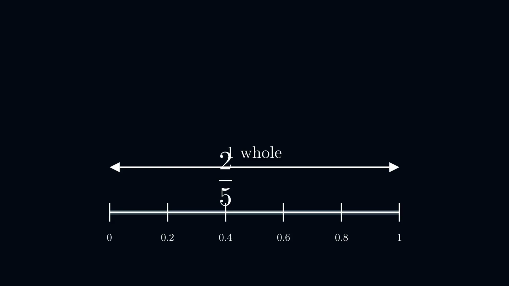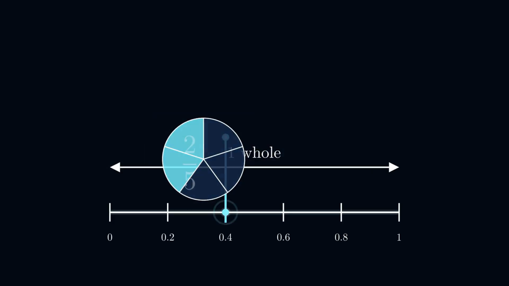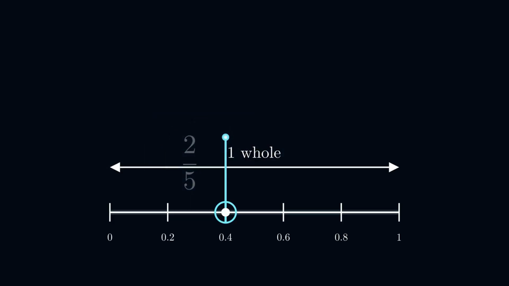The bar, the circle, and the point on the number line all meet at the same value. Let that idea settle. 2/5 can appear as a fraction. It can appear as a bar model. It can appear as a pie model. It can appear as a point on a number line. It can appear as the decimal 0.4. The form changes, the value stays fixed.